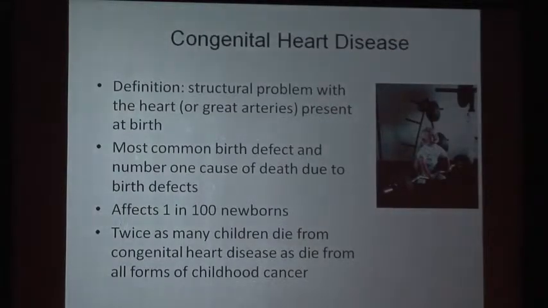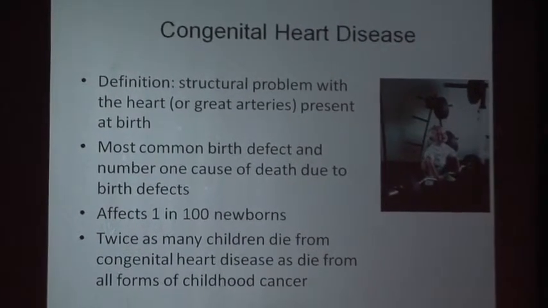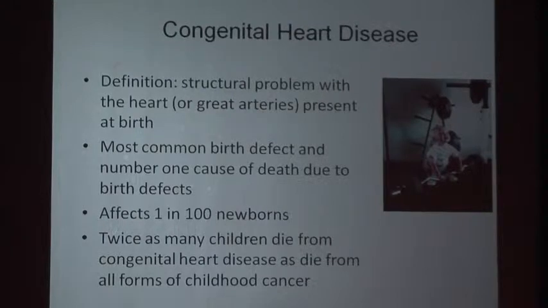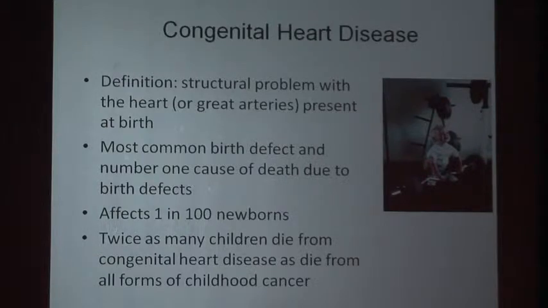So that's atherosclerosis. The other area that I want to talk about is what happens at a much earlier point in some people's lives, and that is the problem during development, the problem of congenital heart disease. Congenital heart disease is a structural problem with the heart or the great arteries that is present at birth. It's the most common birth defect, and the number one cause of death due to birth defects, affecting about 1 in 100 newborns. And it's pretty remarkable. It's not widely known, but twice as many children die of congenital heart disease as all forms of childhood cancer.